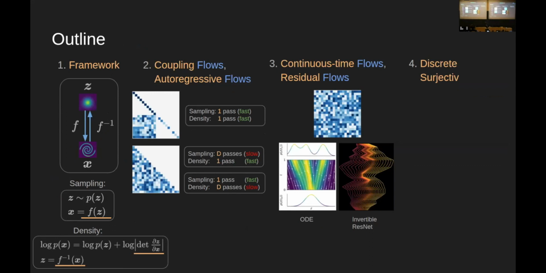So that takes us again back to the outline. So we looked at now continuous time flows and residual flows. They can work with dense Jacobians, and they will get around it by either considering the continuous time problem, where you only have to work with the trace, or invertible ResNets, where you get this infinite sum that you can somehow truncate.